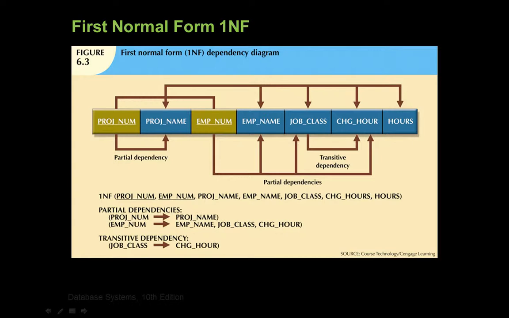Another way you might analyze this is that project number and project name could stand alone. Employee number, employee name, job class, charge hour, and hours could also stand alone. But within that employee object, if you will, job class and charge hours could also stand alone and could be represented just by an employee number and a job class number. Again, we'll look at this further when we look at the second normal form.